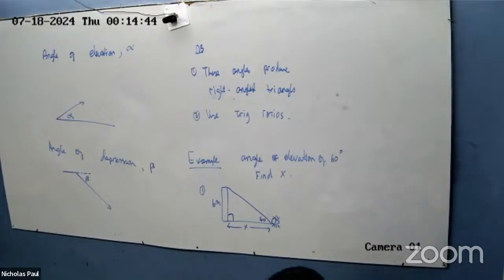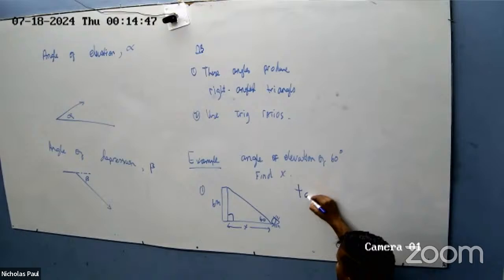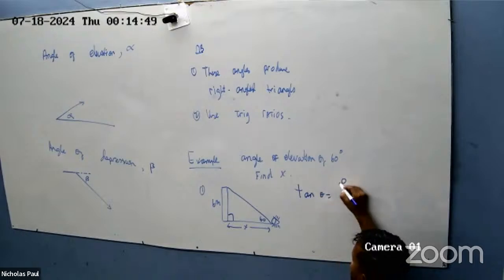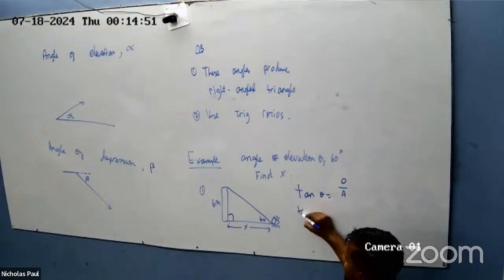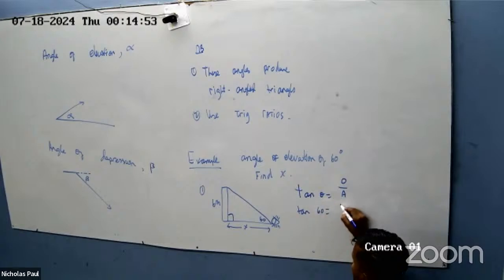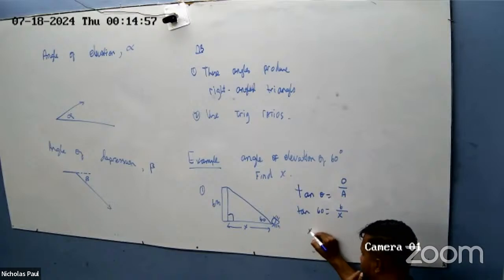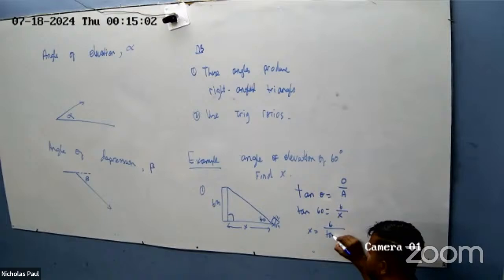All right, so we're using tan, right? We're using tan theta is opposite over adjacent. So that's tan 60 is equal to 6 over x. Cross multiply. X is equal to 6 over tan 60. How much is that? 3.64.